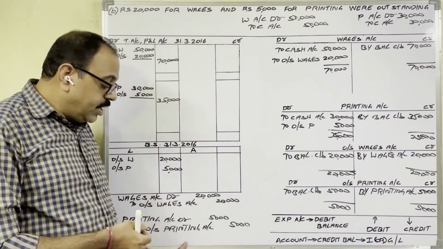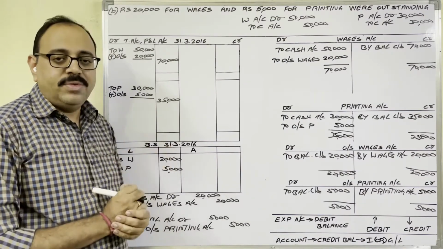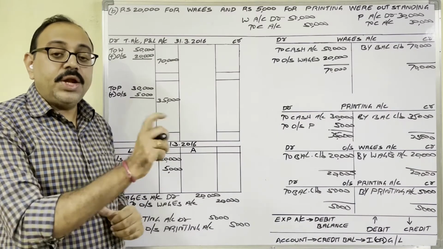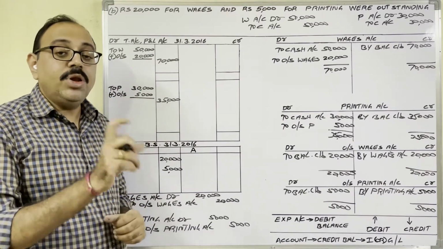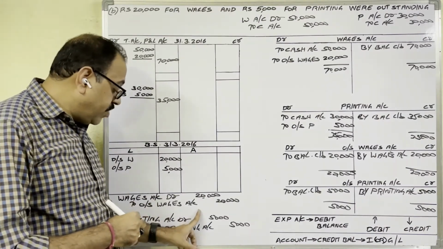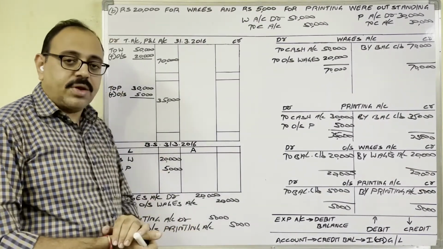Why are these two liabilities? Because we have to pay. So the other person becomes a creditor to us. Creditor is a liability. Liability shows a credit balance. Therefore, we are crediting outstanding wages account and outstanding printing account.